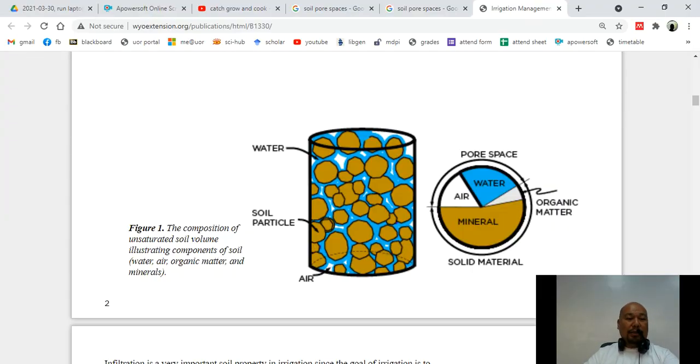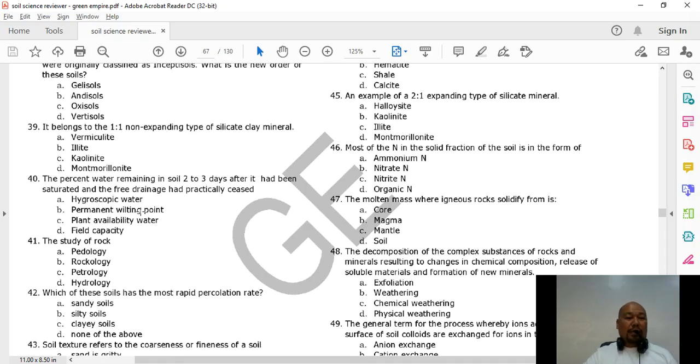Again, going back. So the correct answer is letter D. Study of rocks. We have already discussed this. Pedology, rockology, petrology, hydrology. Pedology, remember, is the study of soils per se in its natural setting. Edaphology is the study of soils in relation to crop growth and development.